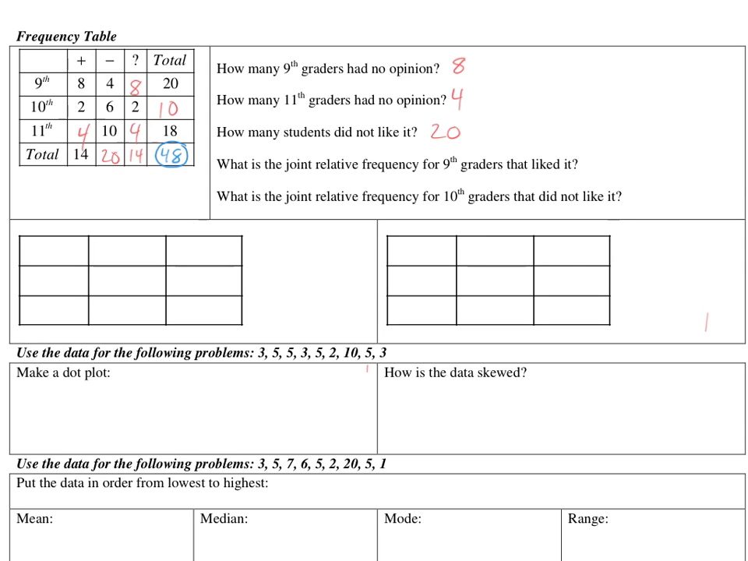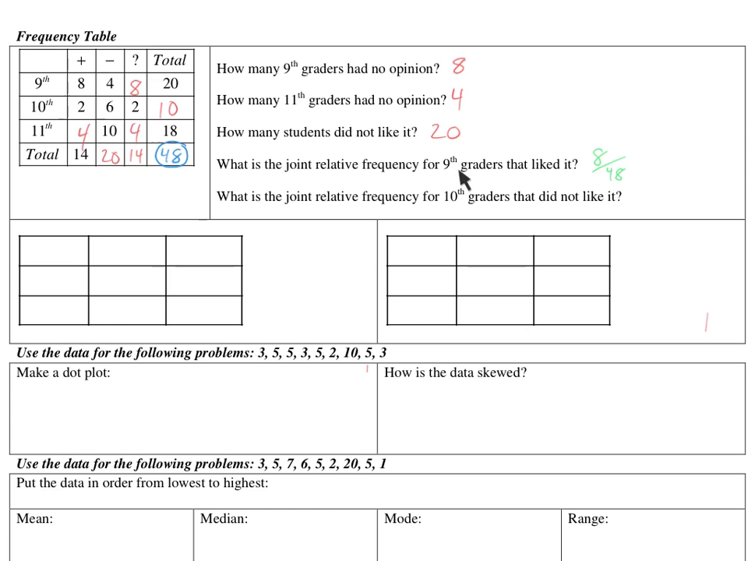All right, these last 2 questions deal with probability, the likelihood of something. So what is the joint relative frequency for ninth graders that liked it? Probability is what you want out of what's possible. It's a fraction. So the question here is ninth graders that liked it. How many ninth graders liked it? Is it 8? So that would be 8 out of, well, how many people were in the survey? Out of the whole survey? 48. It's just a fraction.